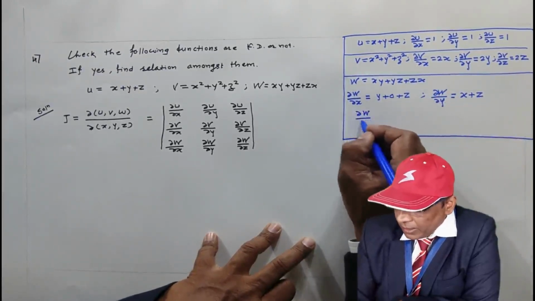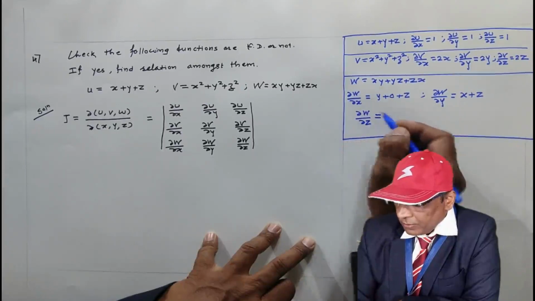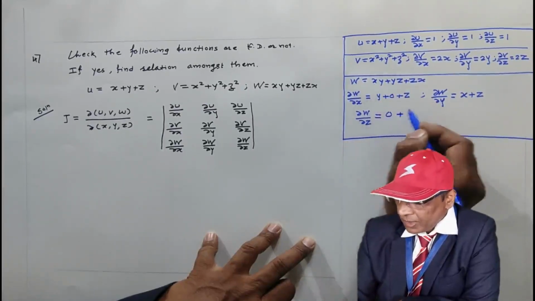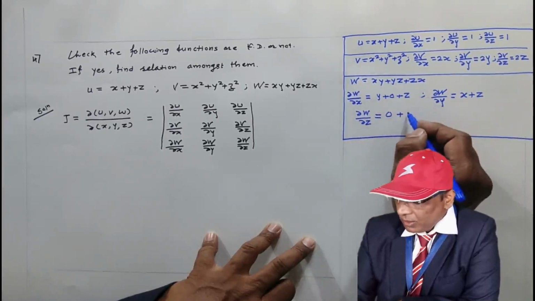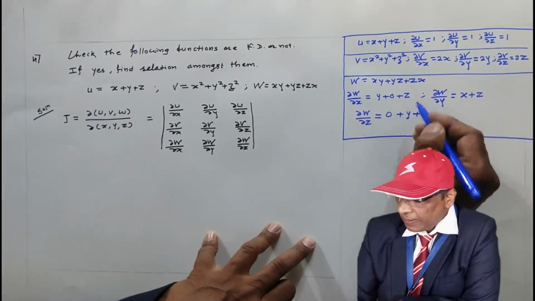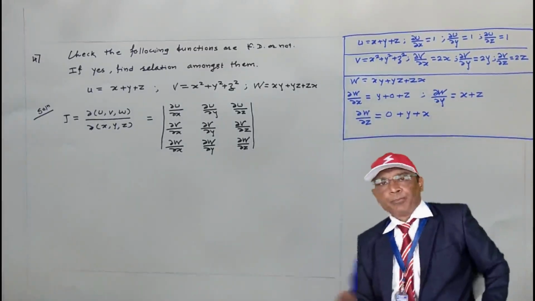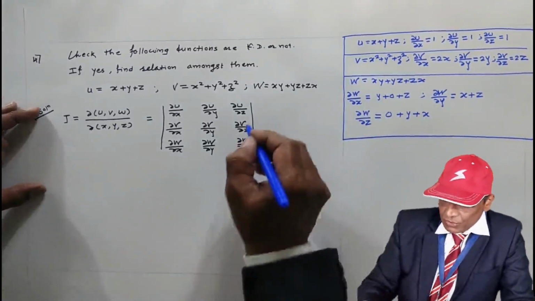Del w by del z now. z is the variable, x and y constant. Derivative of this is 0. Derivative of z is 1, y is a multiplicative constant. Derivative of z is 1, x is multiplicative. In this way, we found all these 9 required derivatives.